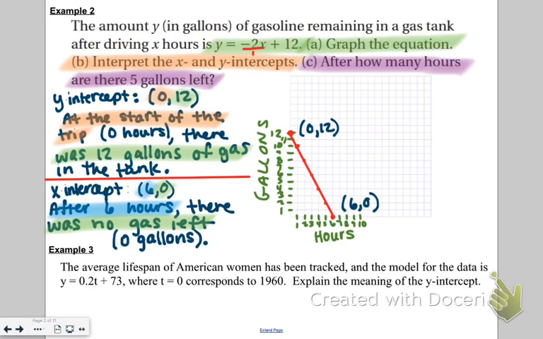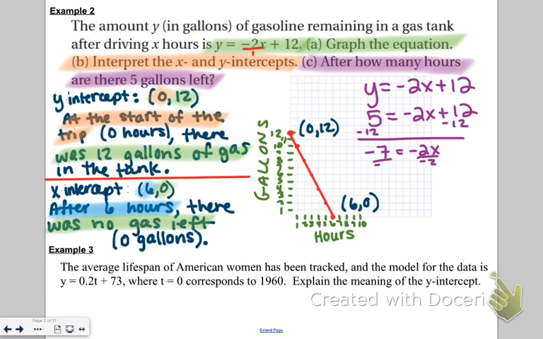2 ways we can do it. We can look at the graph and line up where 5 is, which is right there. But I think the best way to get an exact amount is to just plug in gallons for y. So y is negative 2x plus 12, and gallons is our y value, so plug in 5 for y and solve for x. So we get 3.5 hours.